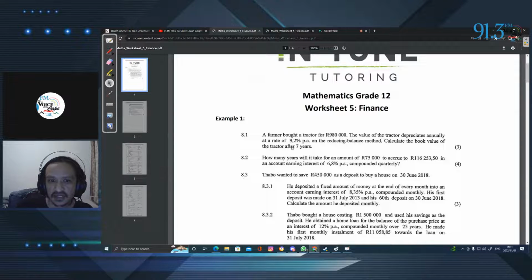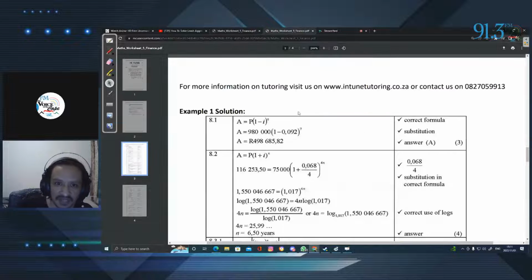They then tell us that it's over 7 years. Now, N represents the number of years in this formula, and this A value is our depreciated value. We'll find that our answer will be 498,685.82. Fairly simple, only for 3 marks. You'll get a mark for using the correct formula, for doing the correct substitution, and for your answer.